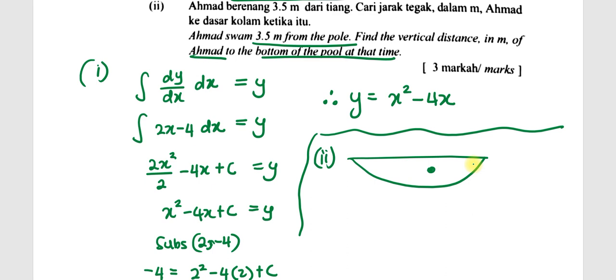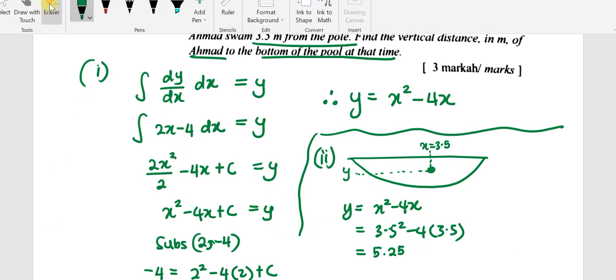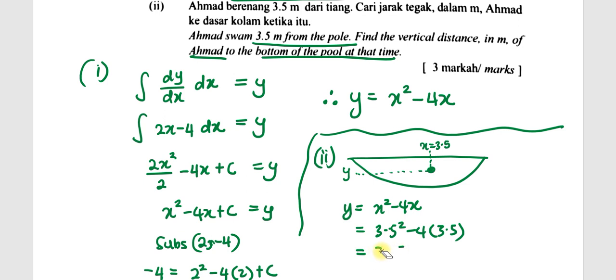So we know the x is 3.5. What is the respective y? You calculate it first. So y is equal to x square minus 4x, which we found earlier. So substitute: 3.5 square minus 4 times 3.5. What do you get? You should be getting 5.25 meter, is it? Oh, sorry. I miscalculated. I think it's around negative 1.75.